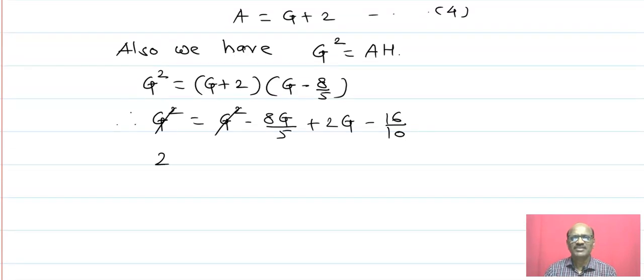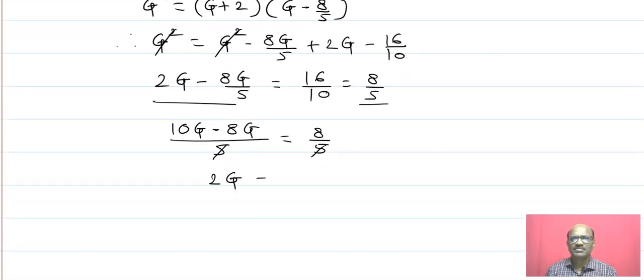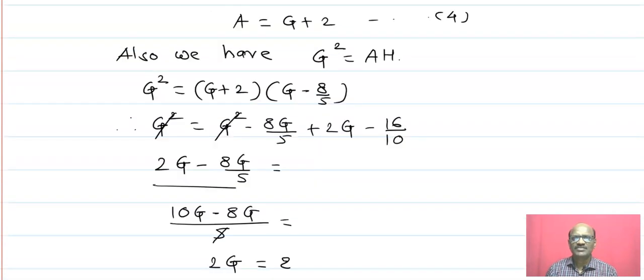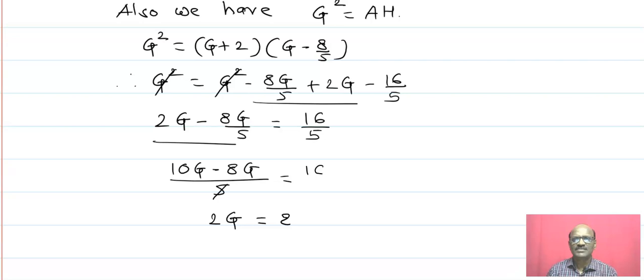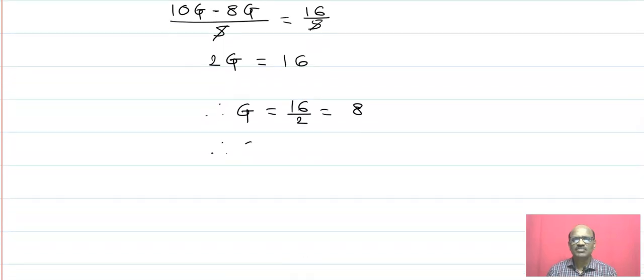Now see this, I made a small mistake, and I am making the correction also. That is 2G minus 8G upon 5, that is 10G minus 8G upon 5, and 16 upon 5. See this, a small mistake was done by me, I am making the correction. Next is 16 upon 5 again. Therefore, the 5 gets cancelled on both sides. Therefore, 2G is equal to 16. Therefore, G is equal to 16 upon 2. Therefore, G is equal to 8.